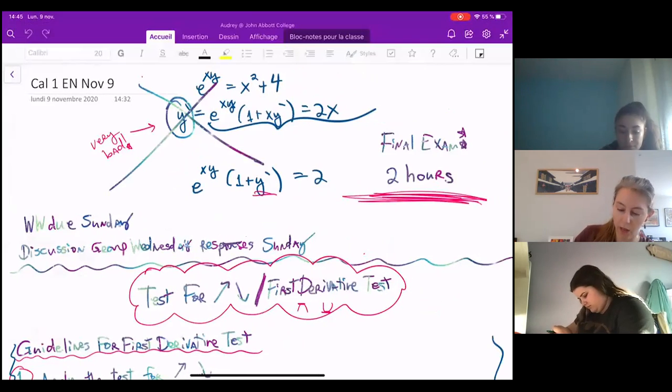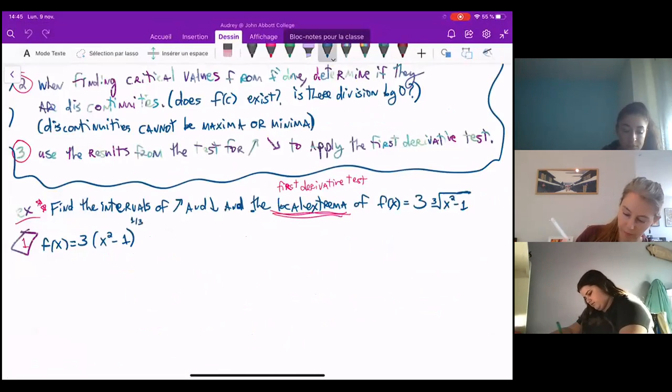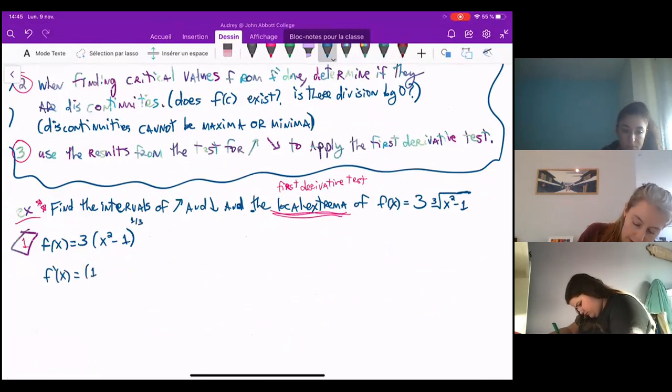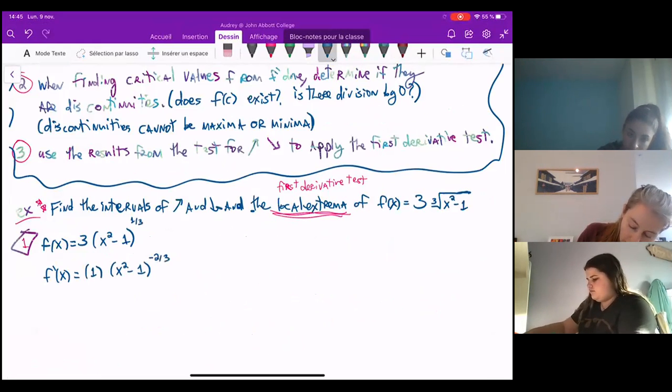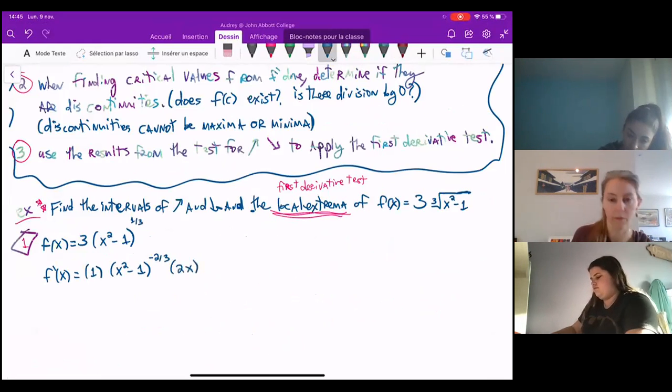And then we have f prime of x. I bring down that 1/3, so I have just 1. Then x squared minus 1 to the negative 2/3, and then I pull out the derivative.